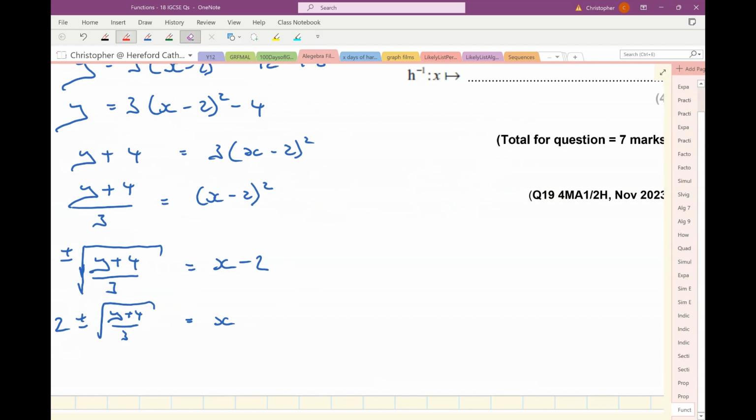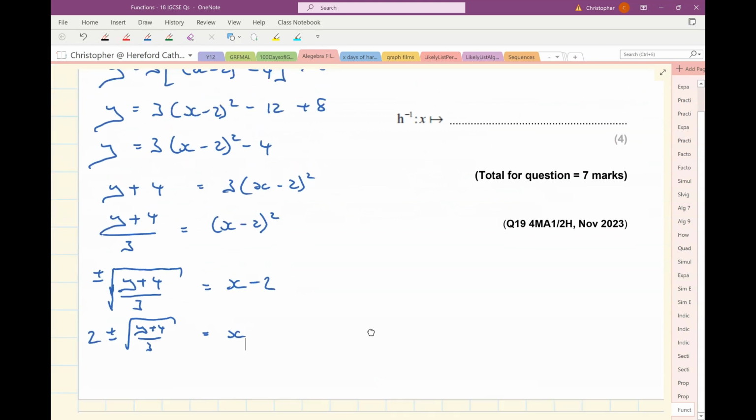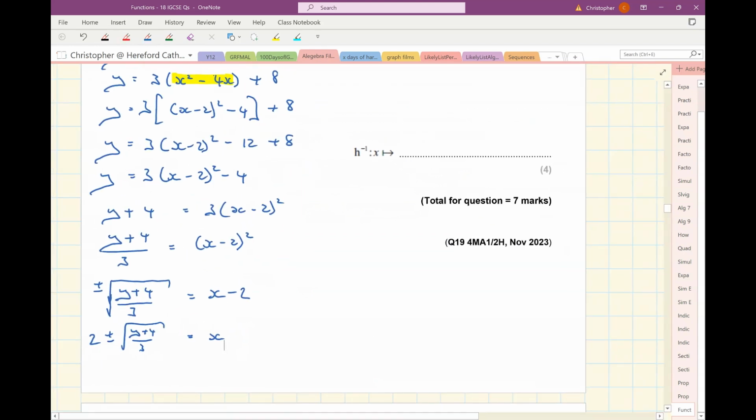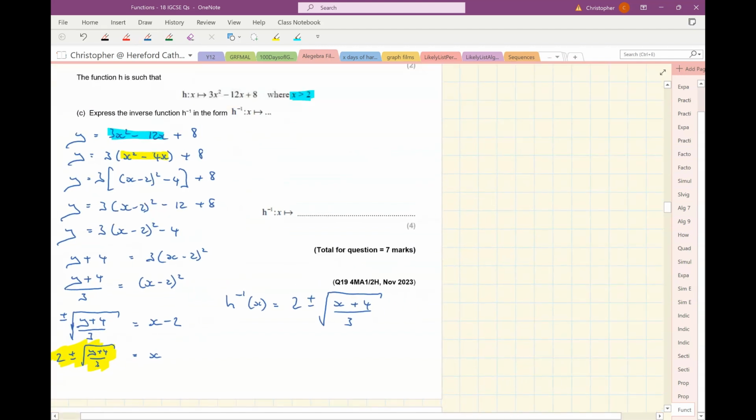So I can now write my inverse function down. So I can say that h inverse, h to the minus 1, is, and I'm going to copy down this expression here, but instead of a y, I'm going to put in an x. So 2 plus or minus the square root of x plus 4 over 3. Now be careful. Let's go back to this question here, and you'll see it tells you that x must be greater than 2.